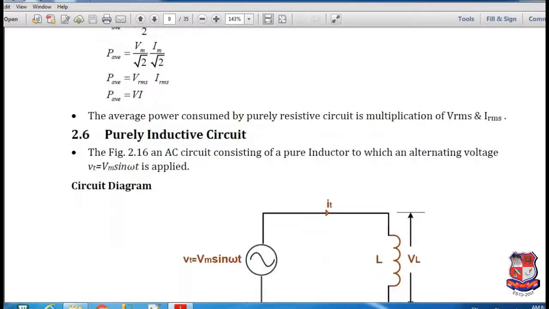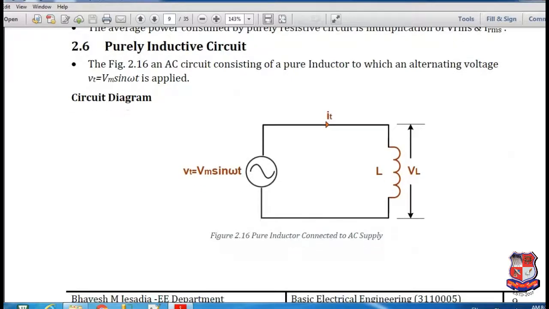Now we are going for the purely inductive circuit. In the purely inductive circuit, one inductance is connected with the single phase AC supply, and some amount of current flows through the circuit, and in this way your inductor is in the charging condition. Whatever voltage is built up across the inductance is indicated by VL over here.